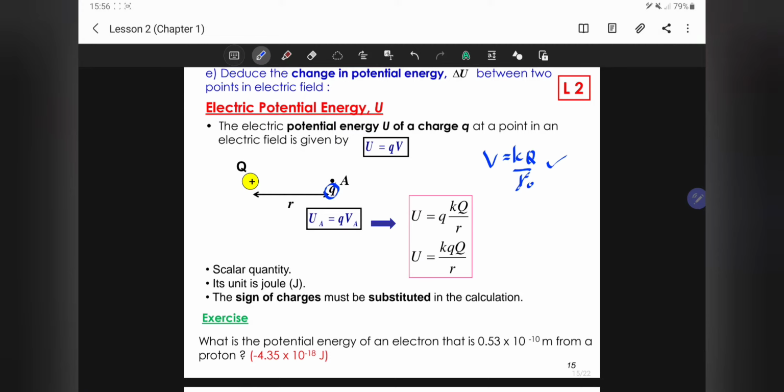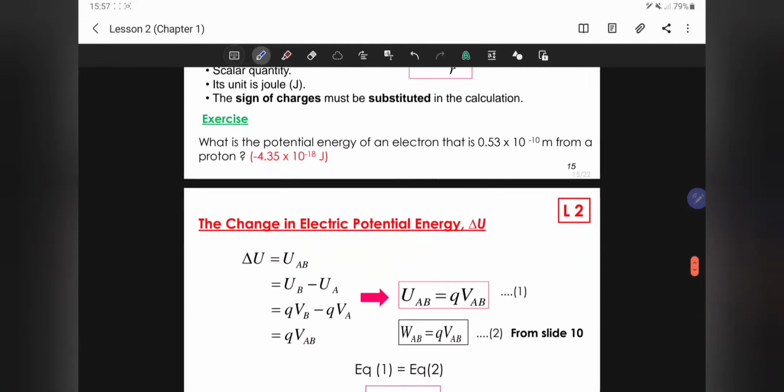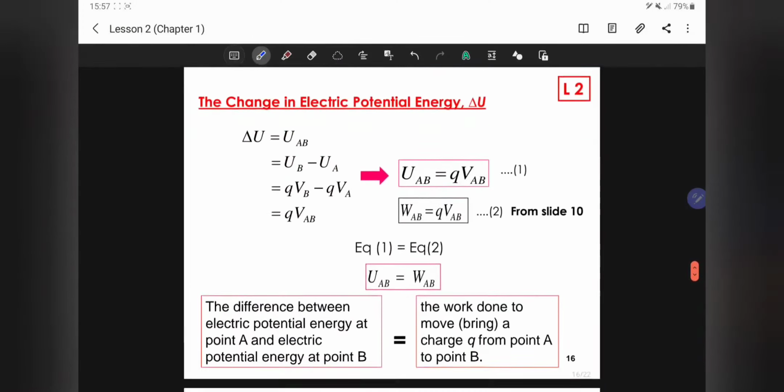Okay, so by asking you to calculate the potential energy, we may use this equation directly. How about the change in potential energy? Let's say by asking you to calculate the change in potential energy, so how was the equation? Alright, so let's continue with this part.